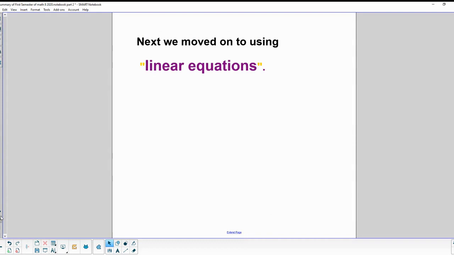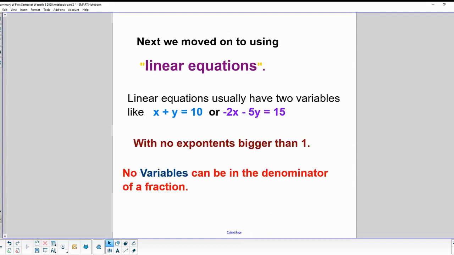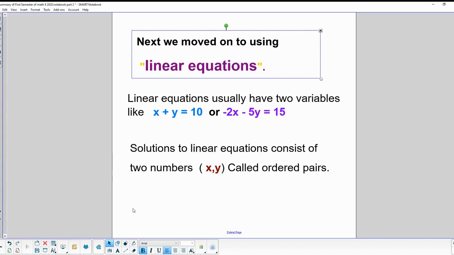Next, we moved on to using what we call linear equations. Linear equations are equations that look like this. They have two variables in them. The variables cannot have exponents bigger than 1 in them. None of the variables can be in the denominator of a fraction. If those kinds of things take place, then if you graph this equation, you end up with something that isn't a straight line. And linear equations means you have a straight line. The solutions to a linear equation consist of two numbers, an x and a y value, called an ordered pair.